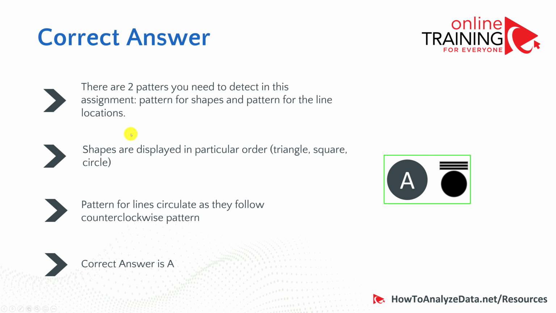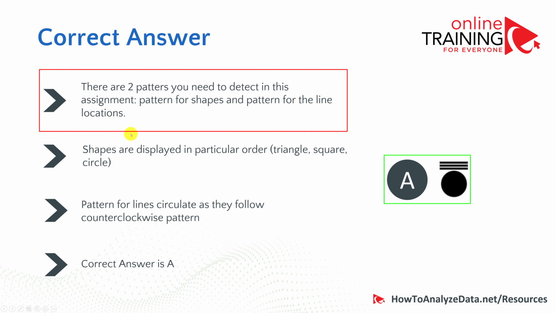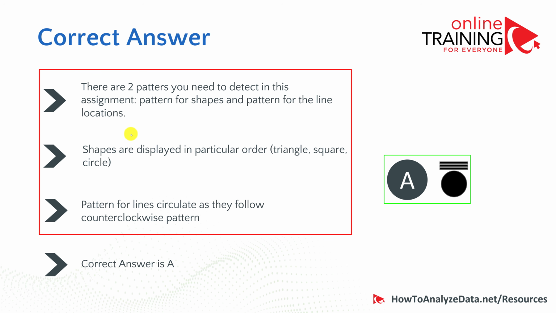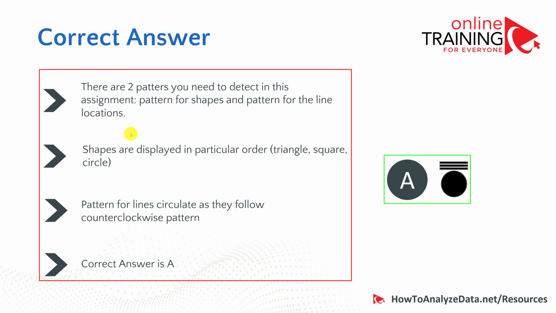So let's recap. There are 2 patterns you need to detect in this assignment. Patterns for the shapes and pattern for the line location. Shapes are displayed in the particular order. Triangle, square, circle, that's really the pattern for the shapes. And pattern for lines are in a counterclockwise order. So correct answer is A. Hopefully you've got this one right. You will see a lot of these types of questions in the assessment test.